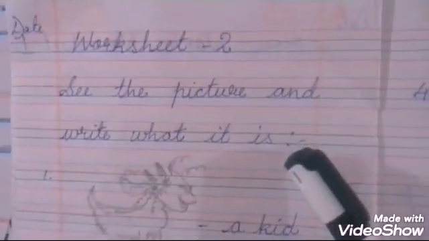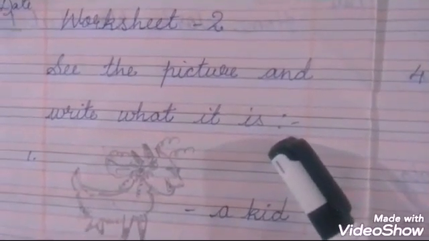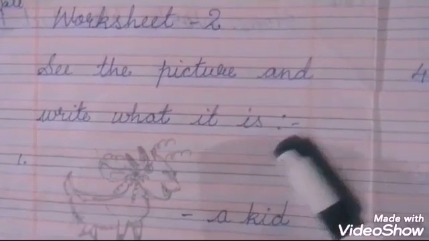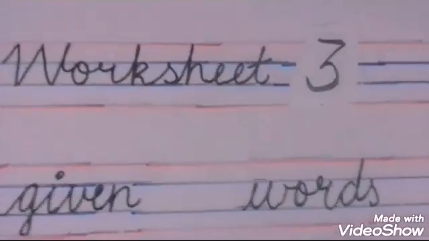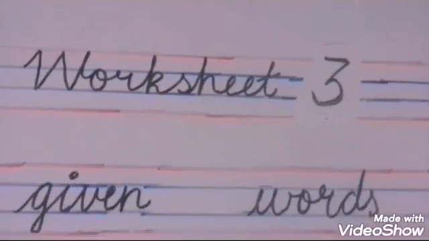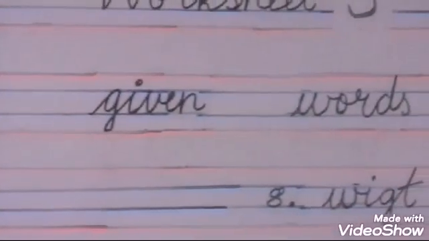Worksheet 2. See the picture and write what it is. You're going to write. You're going to do it only once. Now worksheet 3. In worksheet 3 we are having unscramble the given words.